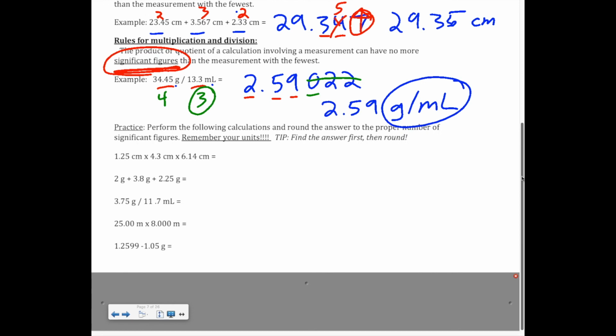Alrighty then. So checking out this last one, go ahead and see if you can practice this. Practice your rounding, practice everything. I'll pause for you.